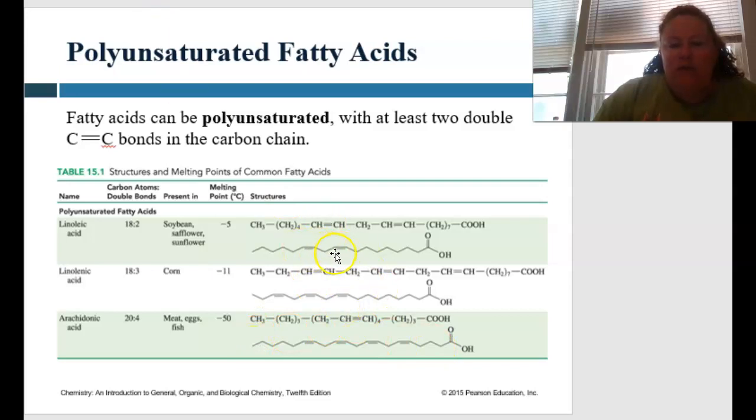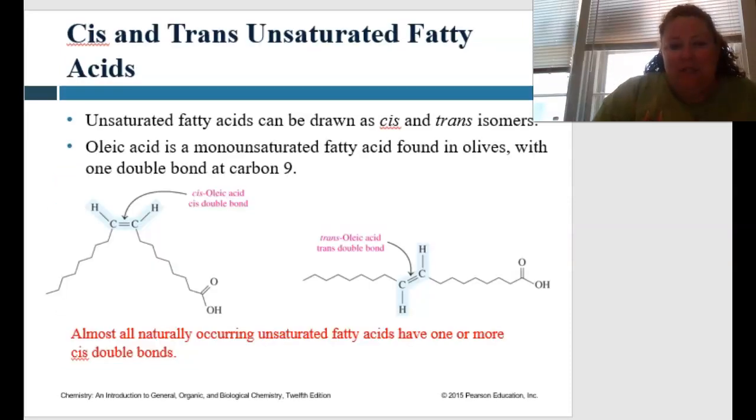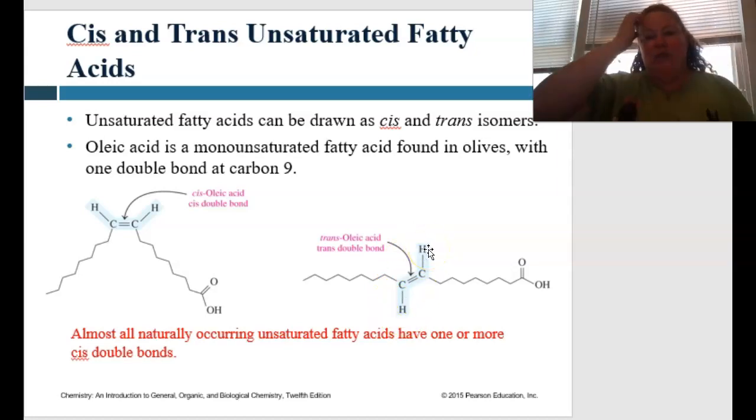And if we have at least one double bond, then that would be unsaturated. Now, moving on to what happens to the hydrogens that are left over. If the hydrogens are on the same side, then that's going to be a cis unsaturated fatty acid. If you see here, there's one hydrogen on this side of the carbon and one hydrogen on this side of the carbon. So that means they're on opposite ends, and that means trans.